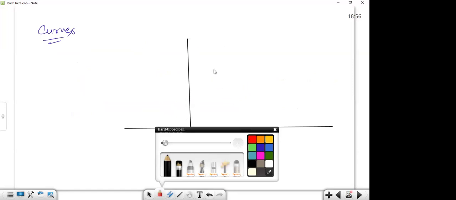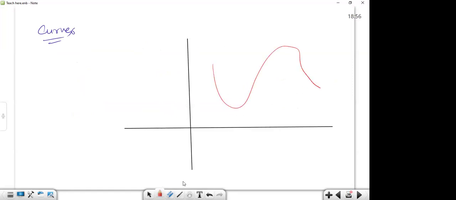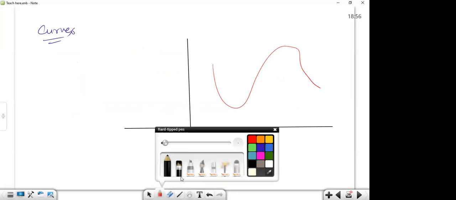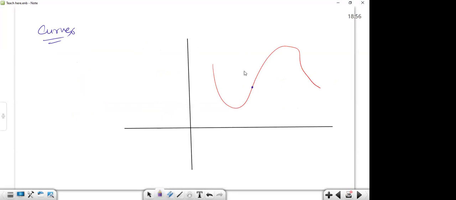Let us say this is some curve, and we have to discuss the tangent at some point. So what we'll do, we will simply draw a tangent on this point, passing through this. Okay, so this is a tangent. Now, this is known as tangent.